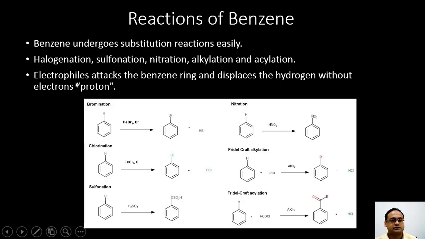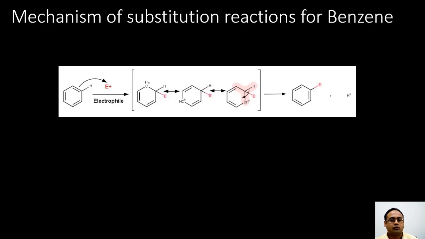In all these reactions, one common theme is that the benzene ring attacks the electrophile and displaces the hydrogen as a proton. So we can now pay some attention to the mechanism of this substitution reaction. In this, you can see that the electrons in the pi cloud attack the electrophile because electrons have a negative charge and electrophile is positively charged, so they have attraction for each other, and depending on which center has the larger electron density within the ring, that will attack the electrophile.